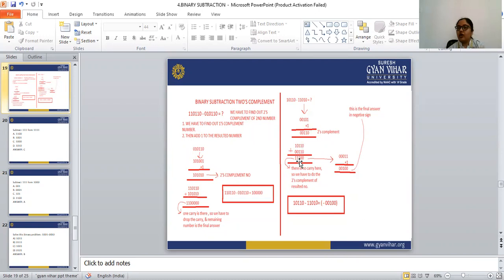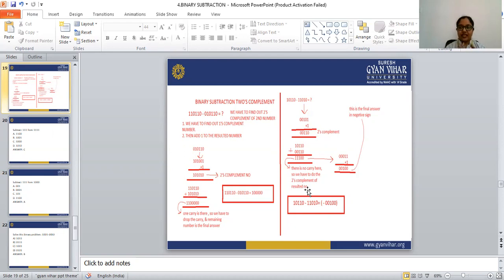Then we have to count how many digits are in the question and how many digits are present in the answer. So there are 5 digits in the question and the same 5 digits are present in the answer also. So what is the rule here? There is no carry here, so we have to do the 2's complement of this resultant number.